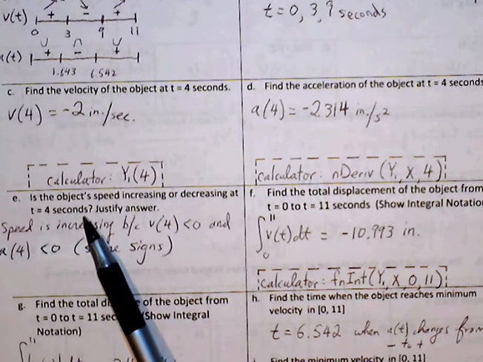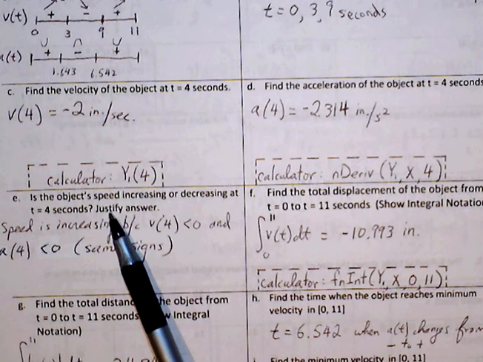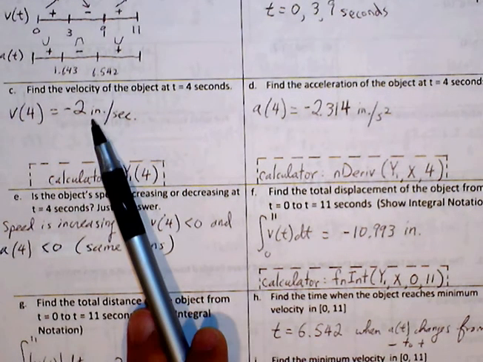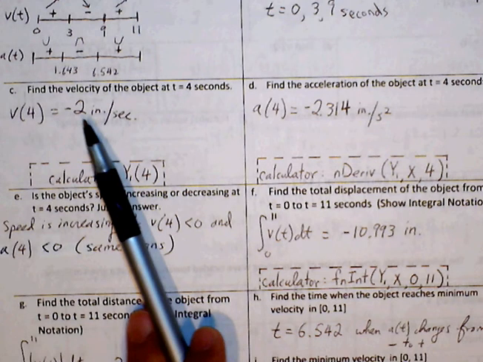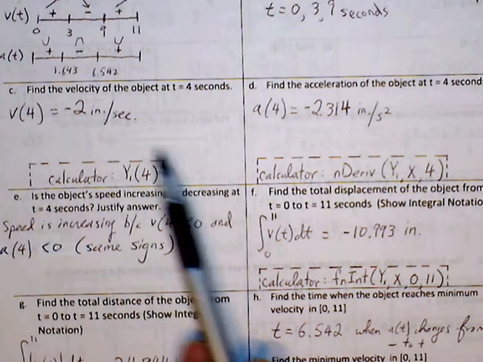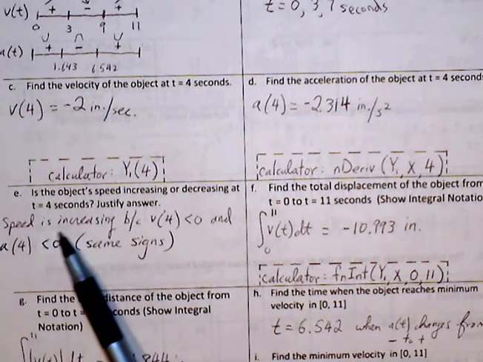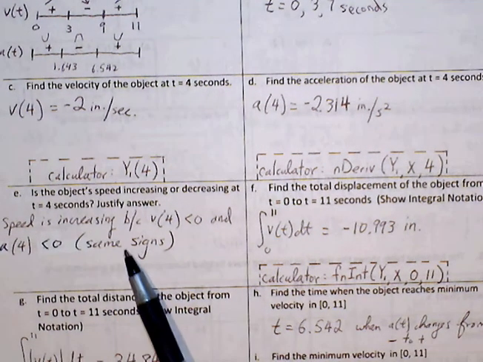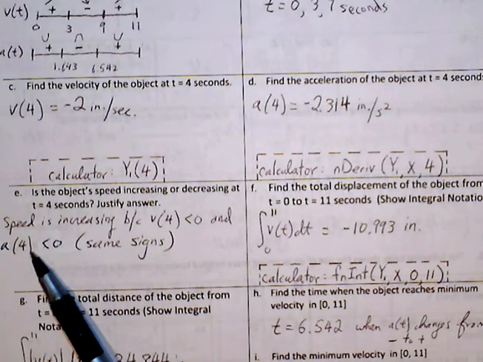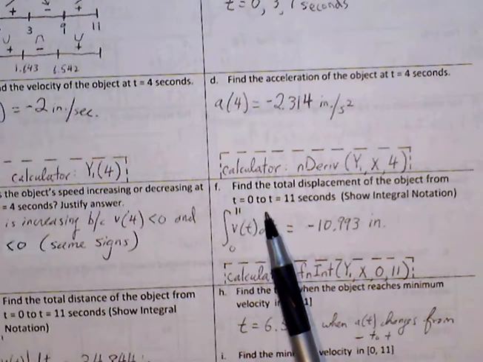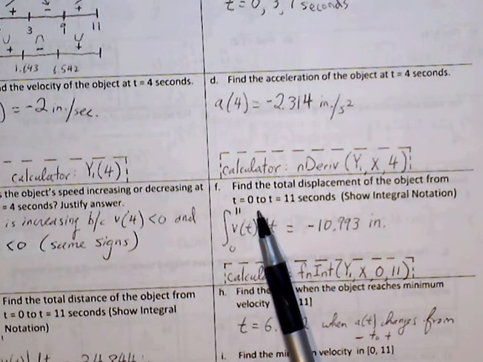Part E: is the object's speed increasing or decreasing? So to determine this, we simply compare the signs between velocity and acceleration. Velocity is a negative value. Acceleration is also a negative value. So therefore, speed is increasing because we have the same signs between velocity and acceleration. They are both negative. Okay, part F, find the total displacement of the object from 0 to 11 seconds.